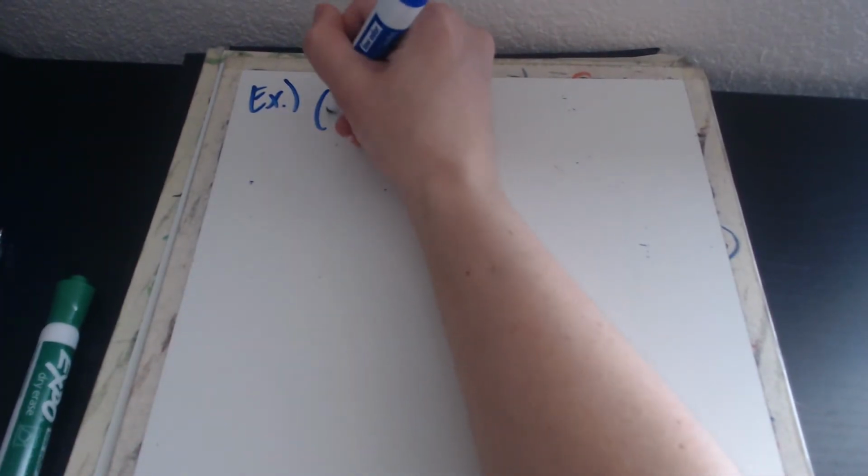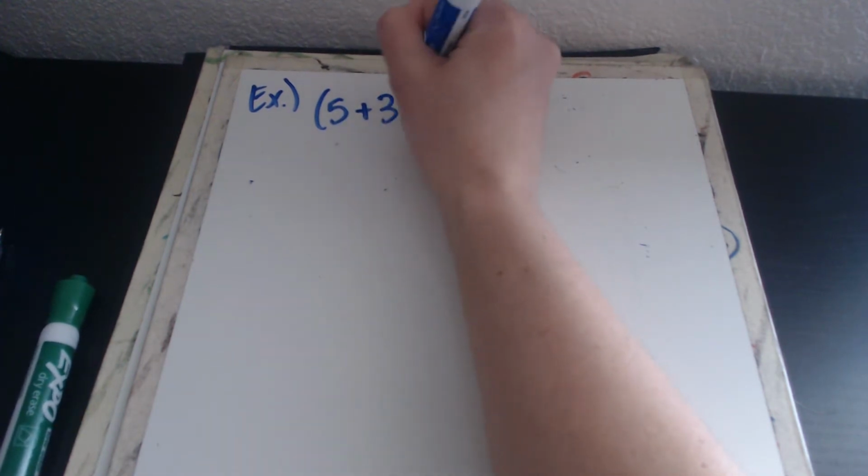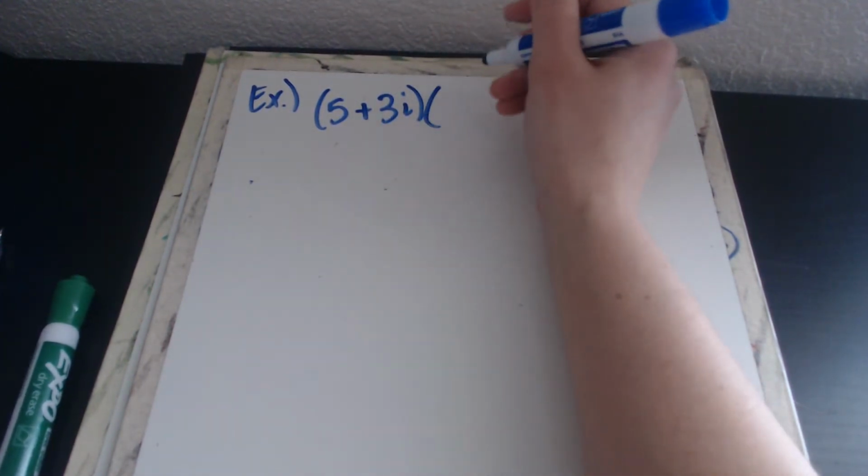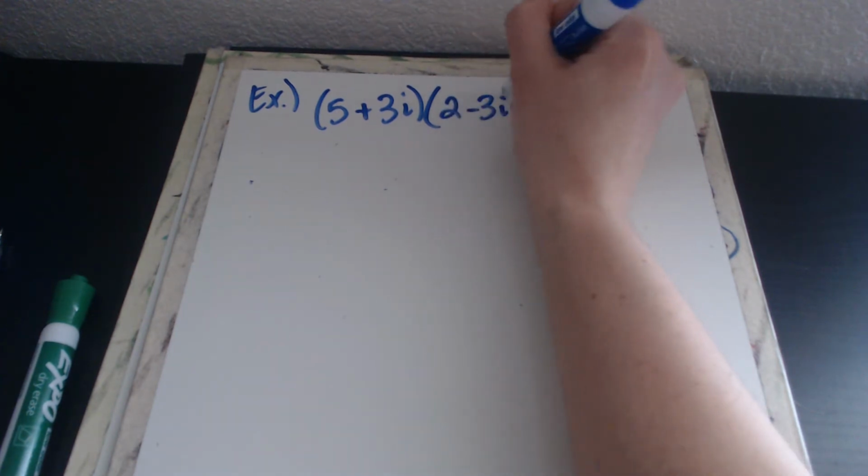Okay, we can also double distribute complex numbers, something like this. 5 plus 3i times 2 minus 3i.